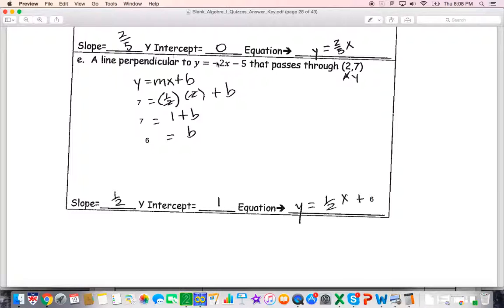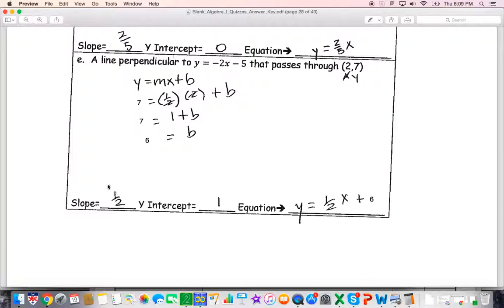All we need to know is the slope of the line we're interested in is 1/2, 1 over 2, and it passes through (2, 7). That's our x, 2 is our x, and 7 is our y. And we can now go ahead and substitute it into y equals mx plus b. So 7 is equal to 1/2 x, which is, as we know, 2, plus b. 7 equals 1 plus b, and when we isolate the b, we get 6.